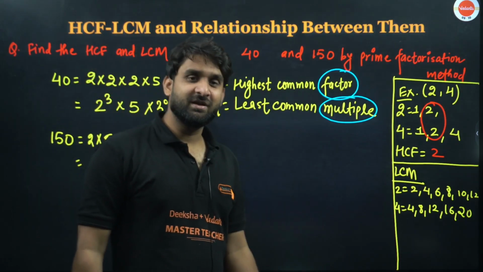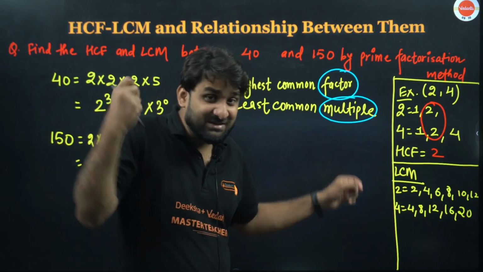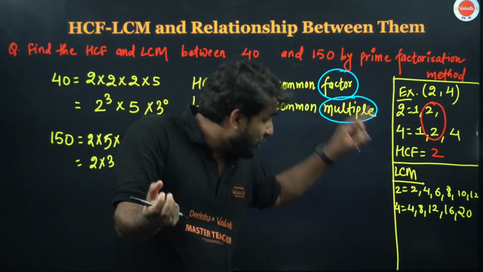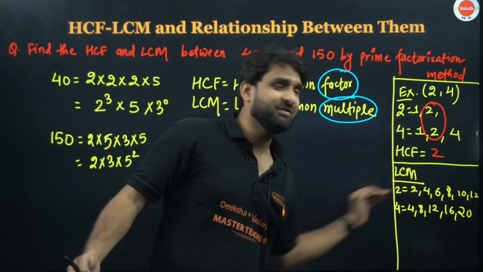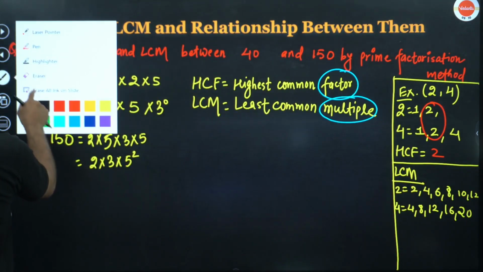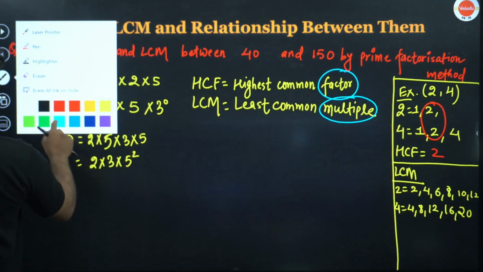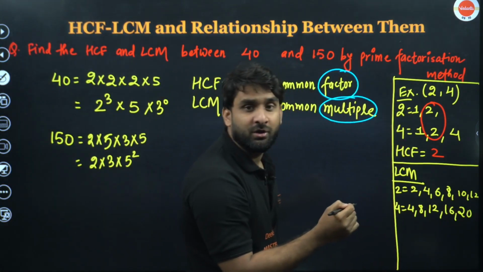Is it clear, everyone? Now we are talking about least, means smallest value. Common, that should be present in both, and multiple means table of this, table of this. So can we please check it once, which number is common, but it should be least. Come on, I'm using red color. Can you see here?